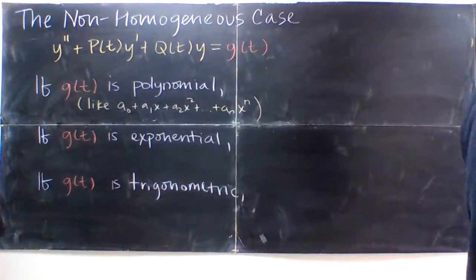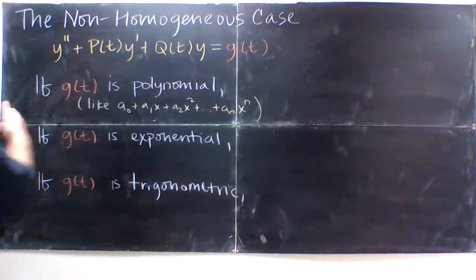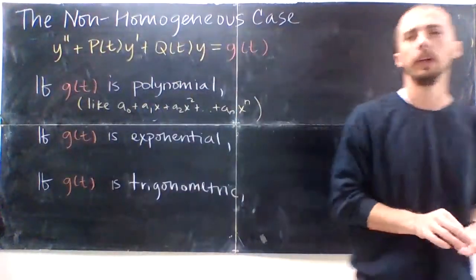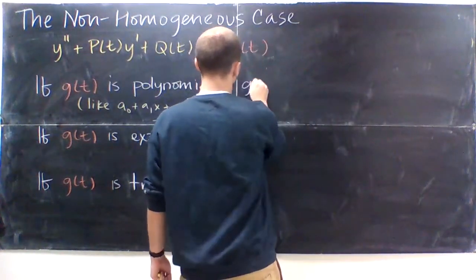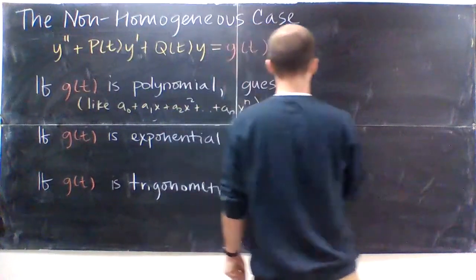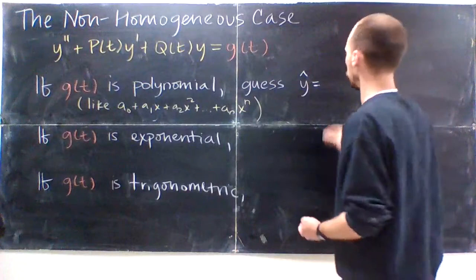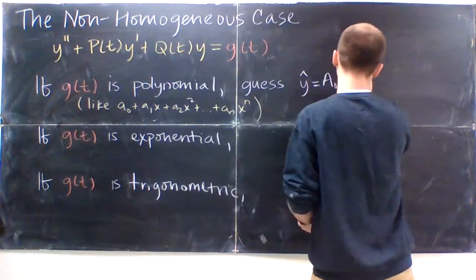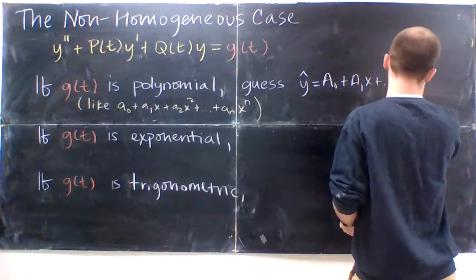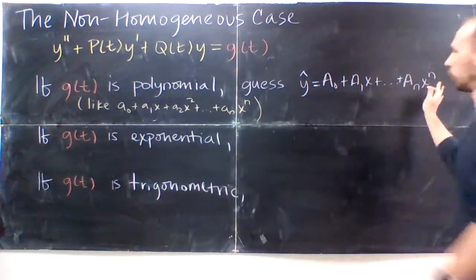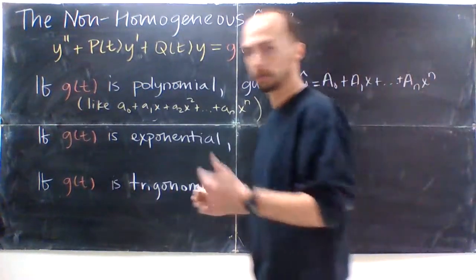Hold on, let me just look and make sure I'm writing this down right. All right, yeah, the book was using A0, A1 for the guess, but I'll just use something else. Guess that y hat is going to be, maybe I'll just use A0 plus A1x up to AN x to the n, right? You're going to try to figure out all of these undetermined coefficients.